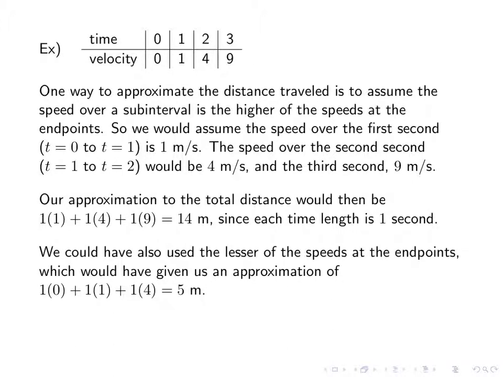Now there's nothing telling us that we had to use the higher of the speeds, right? The velocity at 1 for the interval 0 to 1, the velocity at 2 from the interval 1 to 2, and so on. We could have used the lesser of the speeds, which would have been the left endpoints. So the time from 0 to 1, we could have used the velocity at 0, which would have been 0. And the time from 1 to 2, we could have used the velocity at t equals 1, which is 1. And then the third second from 2 to 3, we could have used the velocity of 4, in which case our approximation would then be 1 times 0 plus 1 times 1 plus 1 times 4, which would be 5 meters.